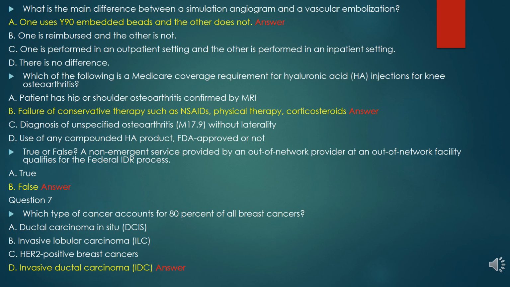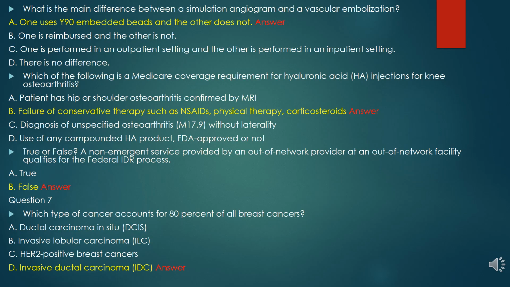Answer. Question 4. What is the main difference between a simulation angiogram and a vascular embolization? A. One uses Y90 embedded beads and the other does not. B. One is reimbursed and the other is not. C. One is performed in an outpatient setting and the other is performed in an inpatient setting. D. There is no difference.